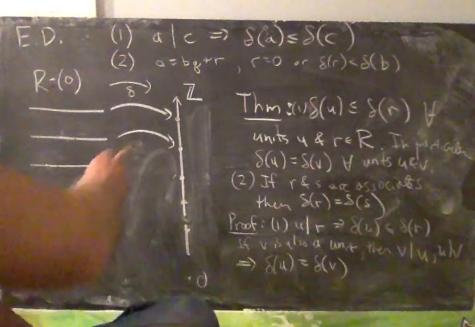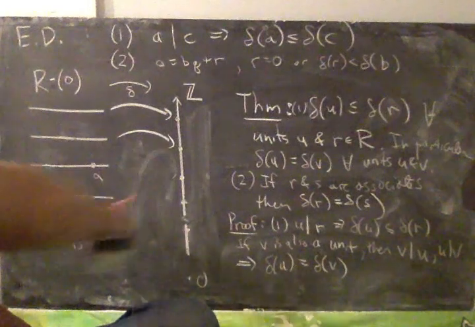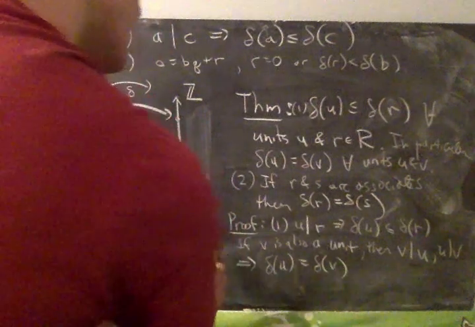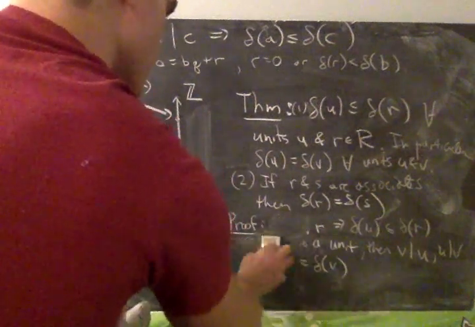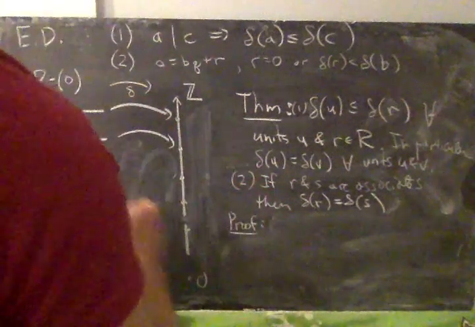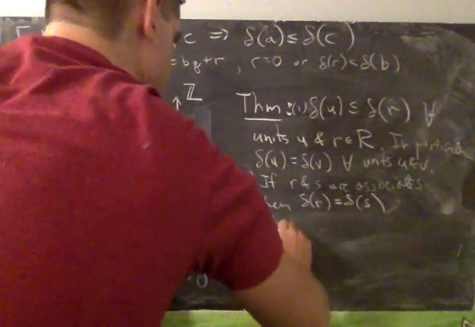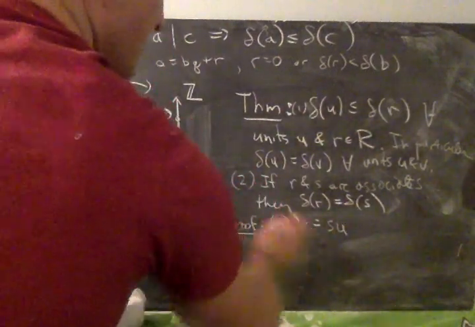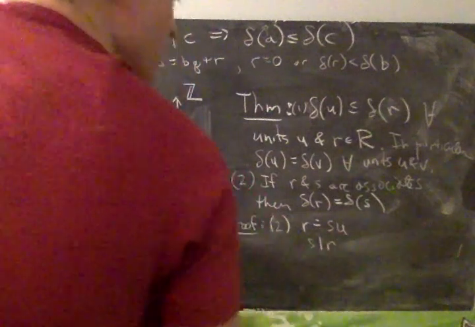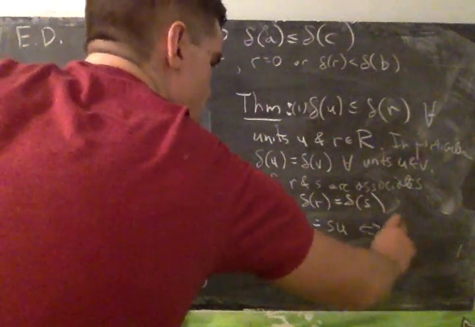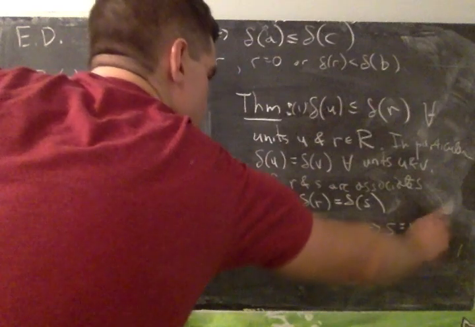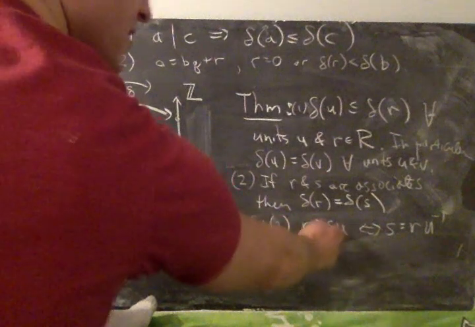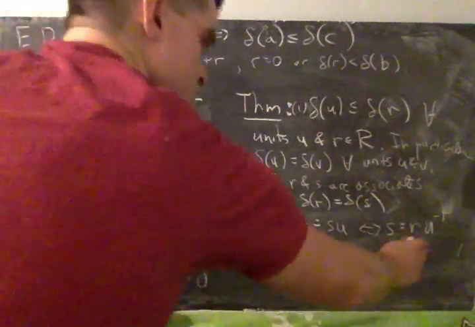So basically, another way you could say this is the minimum value of this function delta is the value of delta on 1. So we still have to prove 2 here, but that's fairly simple because if R and S are associates, that means that R is equal to S times U, which says that S divides R. But also this equation is equivalent to S is equal to R times U inverse, because U is a unit, because R and S being associates means this U is a unit. So this says that R divides S.